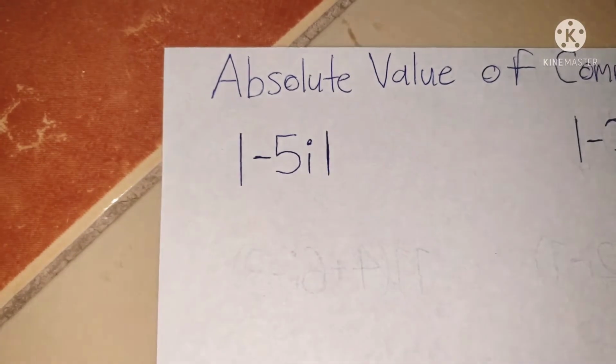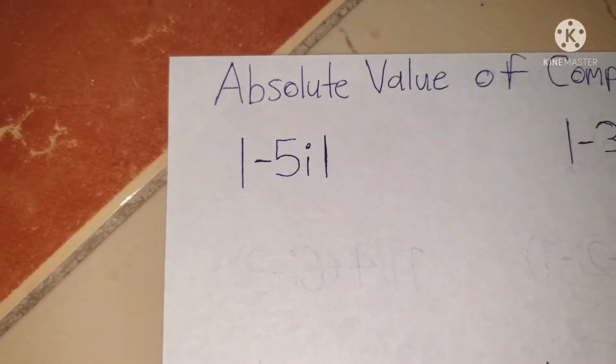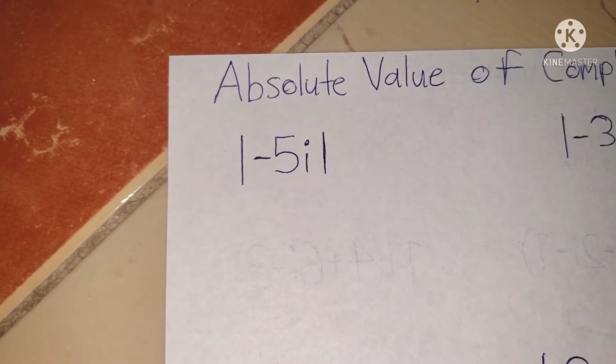Okay, so here with negative 5i, what do you do here? Well, negative and negative becomes positive. So you have to multiply 5 and the 5.